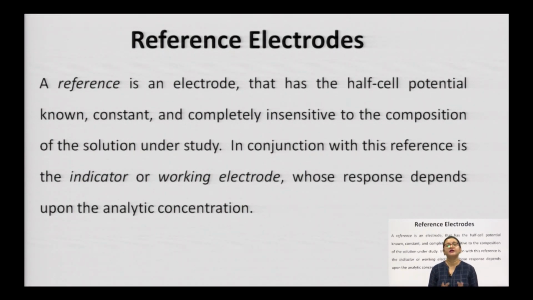It works very well in conjunction with the indicator electrode, which is also called the working electrode. Why do we call it the working electrode? Because all our work is done by it. The working electrode, or indicator electrode, determines the potential difference across the potentiometer as the titration proceeds, as the analytical ion changes its concentration while the reaction proceeds. In conjunction with the reference electrode, the indicator or working electrode responds depending on the analytical concentration, which is noted.